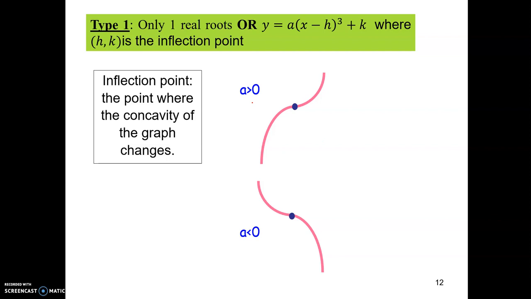So for example, this is for a greater than 0. As you can see, this is concave up, this is concave down. So this point over here, that is our (h, k), the inflection point. So for a less than 0, this is concave upward, concave downward. So this is where we change the concavity. So that one must be our inflection point, (h, k). So let us try a few examples.